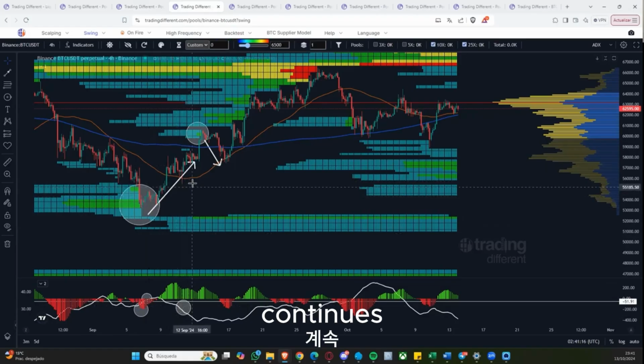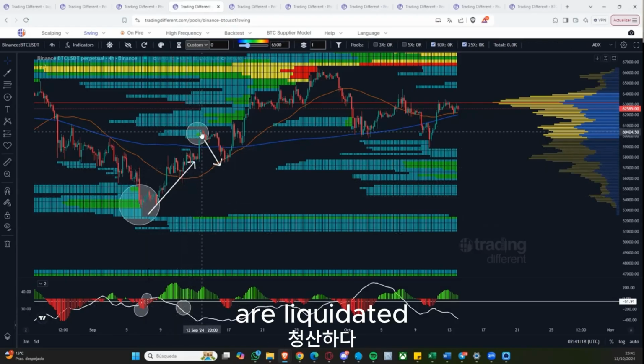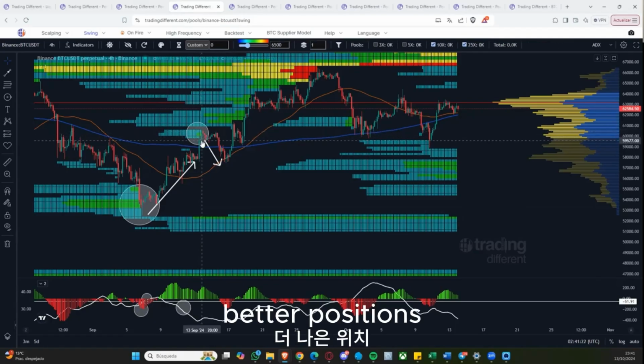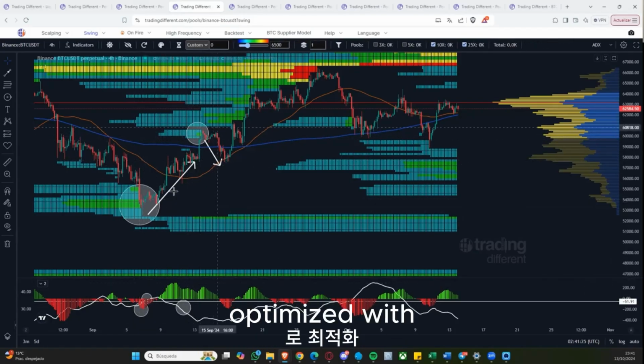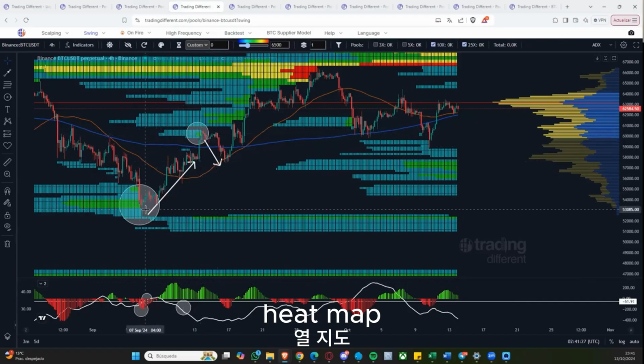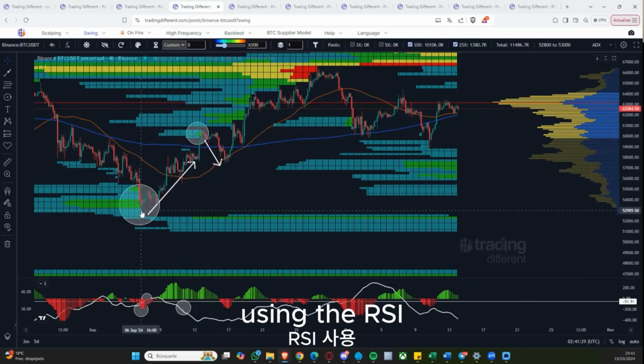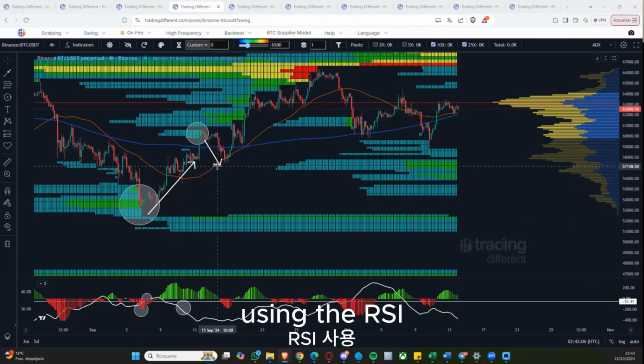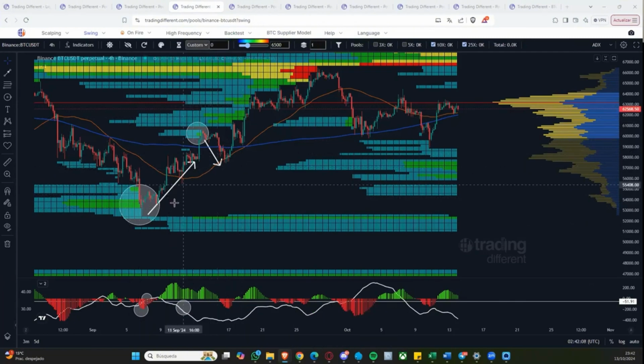The price continues until the new shorters are liquidated. This way I can extend the movements and capture better positions. All trading systems can be optimized with liquidation heat map. Let's look at an example using the RSI and open interest. If we were only using the RSI, we would have looked for short positions.